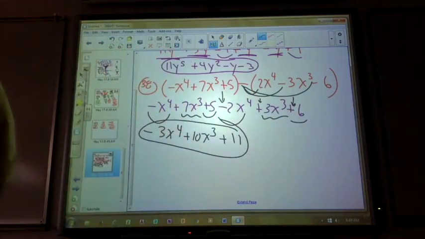So the common error on that one is you don't distribute that negative throughout, or it frightens you that the signs are changing. It's like, oh, it's okay.